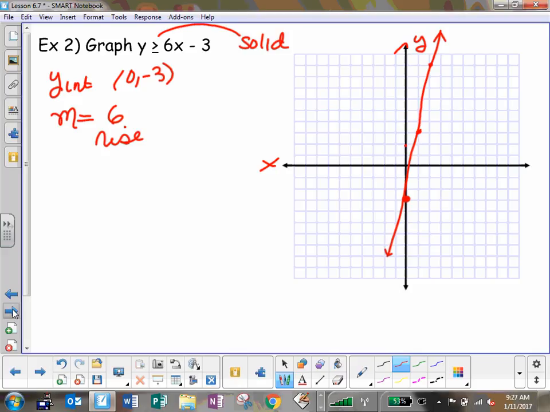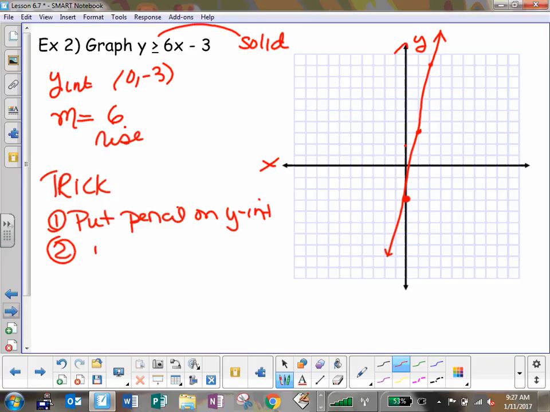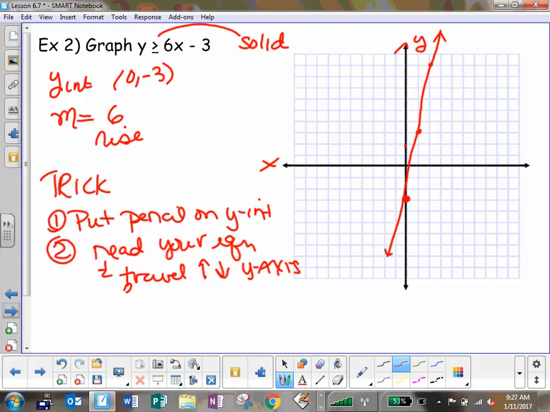All right, so here's my trick for shading. Put your pencil on the y-intercept. This is going to work for anything that you graph. Read your equation and travel up or down the y-axis according to the inequality you read.